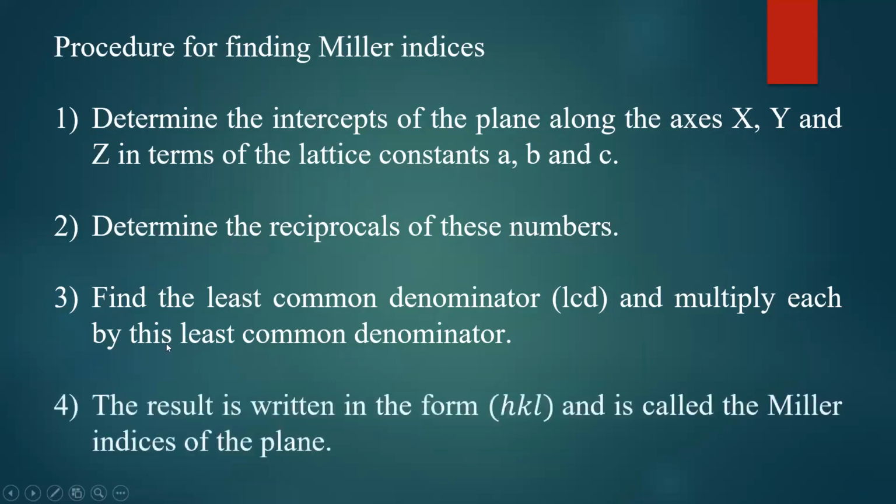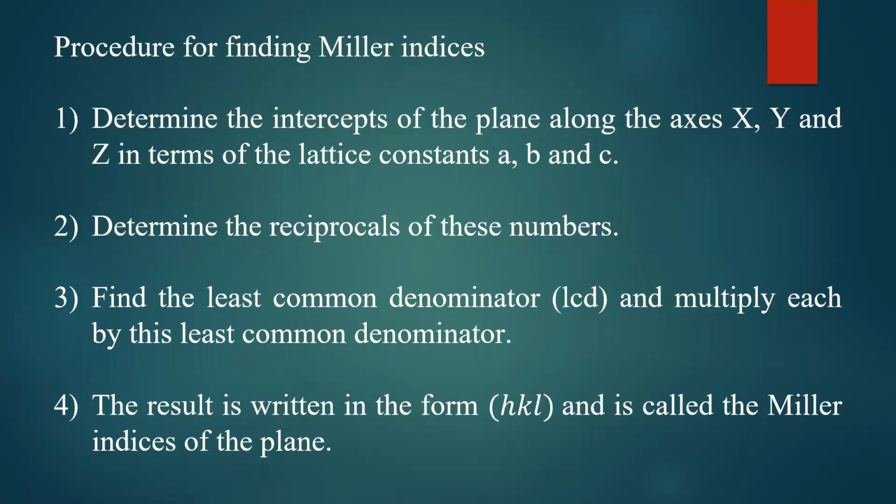I will show you an example that will give you a clear understanding of Miller indices. The final result you obtain after multiplying by the LCD is called the Miller indices, and they are written in the form (hkl), kept in simple brackets. These h, k, l are called the Miller indices of the crystal plane.